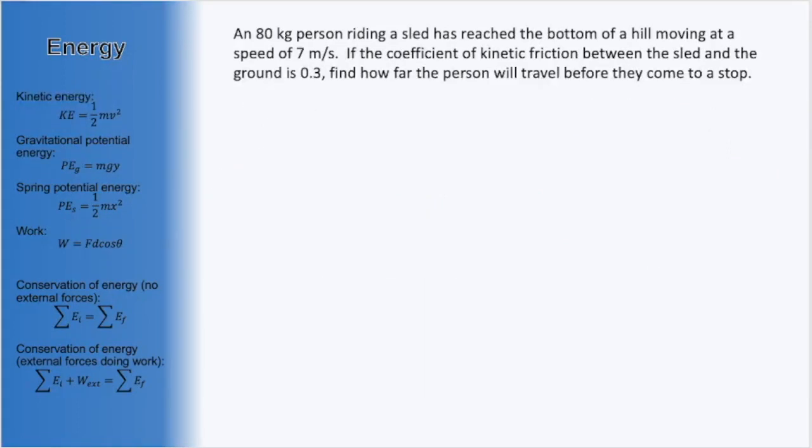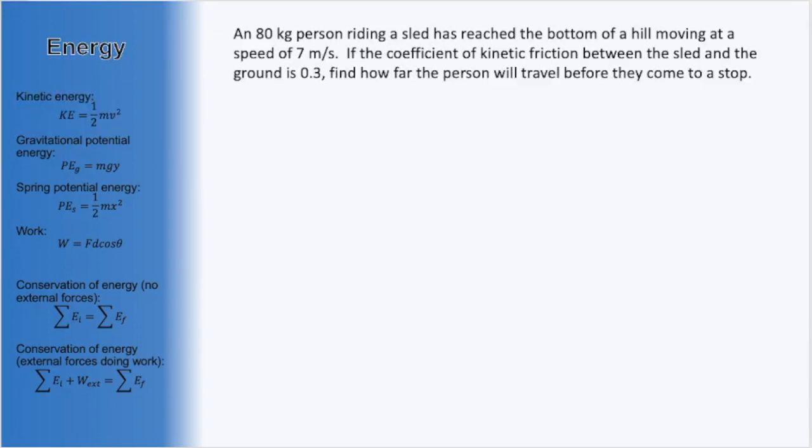Let's also take a quick look at a problem that involves work. An 80 kilogram person riding a sled has reached the bottom of a hill moving at a speed of 7 meters per second. If the coefficient of kinetic friction between the sled and the ground is 0.3, find how far the person will travel before they come to a stop.